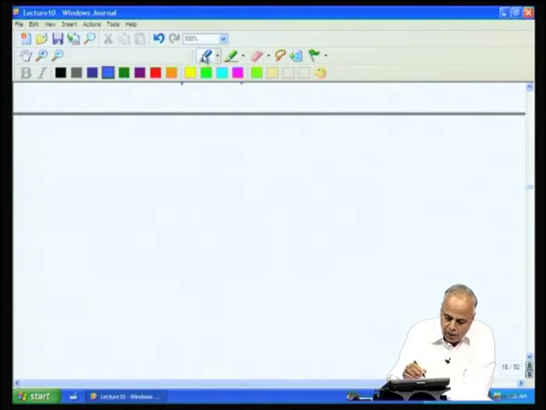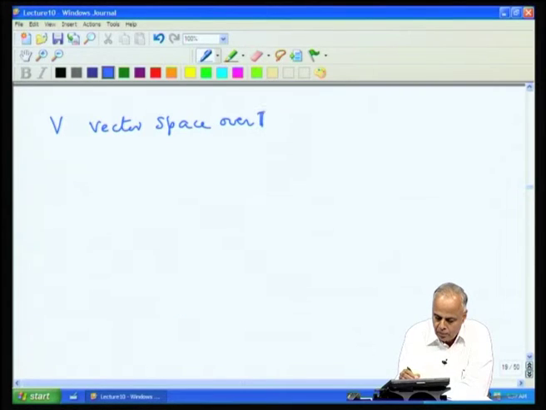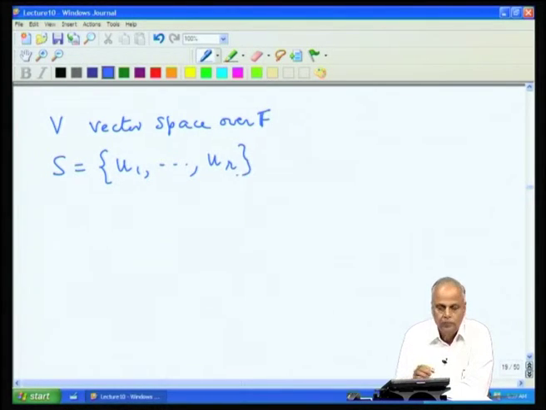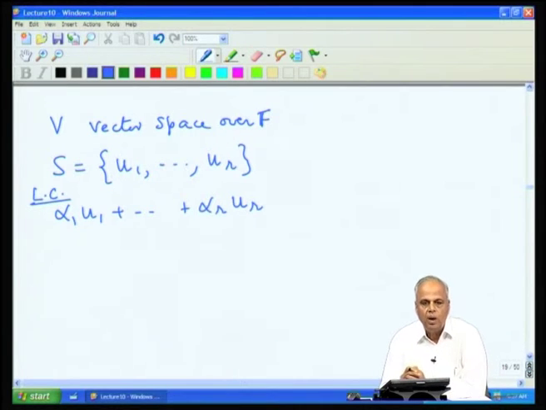Let us pursue this idea a little bit. To begin with, let us start with a vector space again. This is our universe, V is a vector space over F. Now, let us start with a finite set of vectors u1, u2, ur, and then look at linear combinations. What are linear combinations? These are vectors of this form alpha 1 u1 plus alpha 2 u2 plus up to alpha r ur. And where do I have to choose alpha 1, alpha 2, alpha r? I am allowed to choose alpha 1, alpha 2, alpha r in the field F.